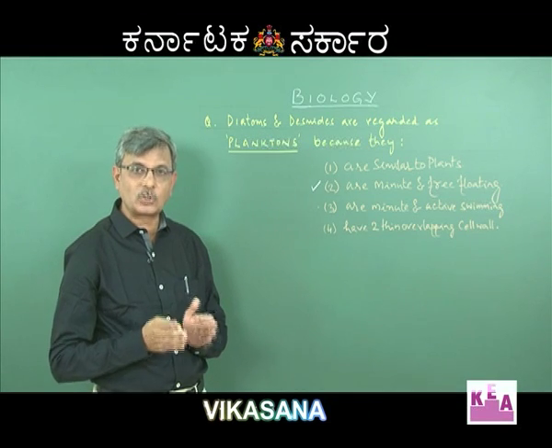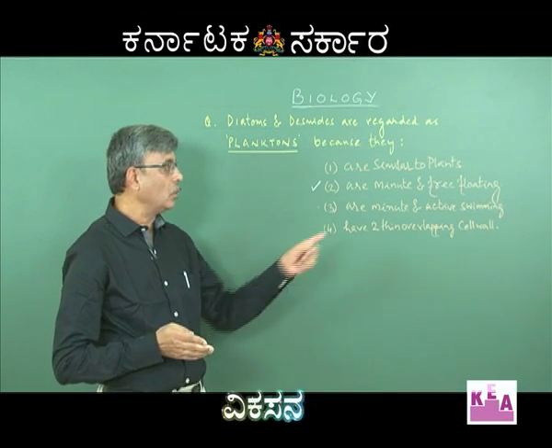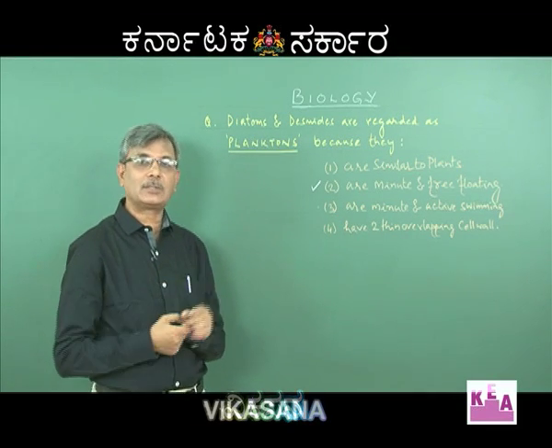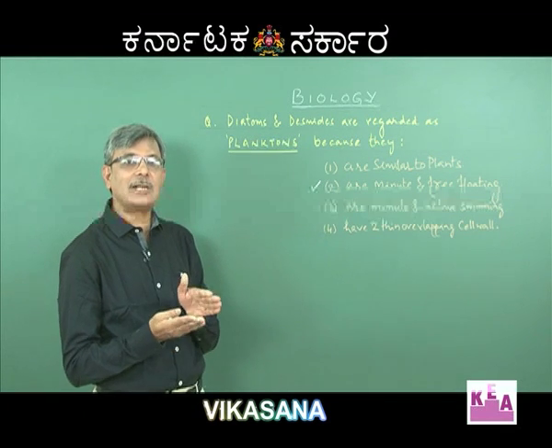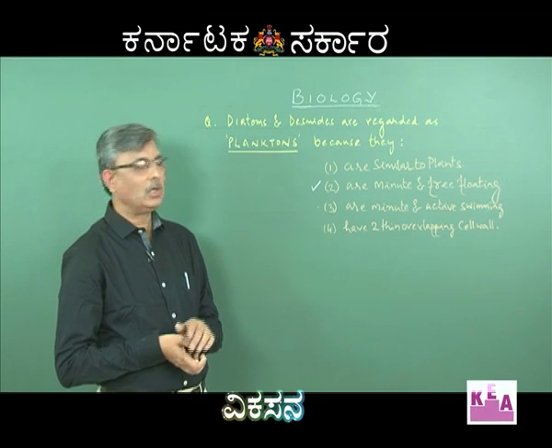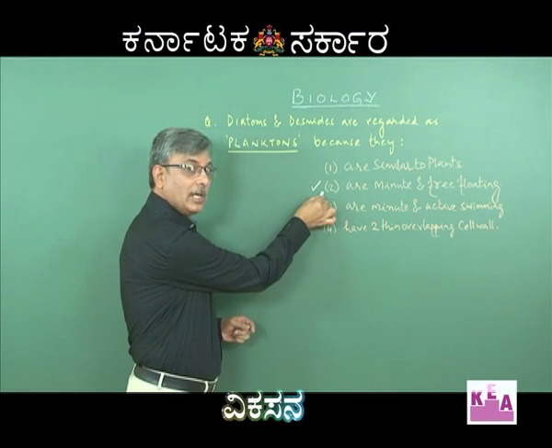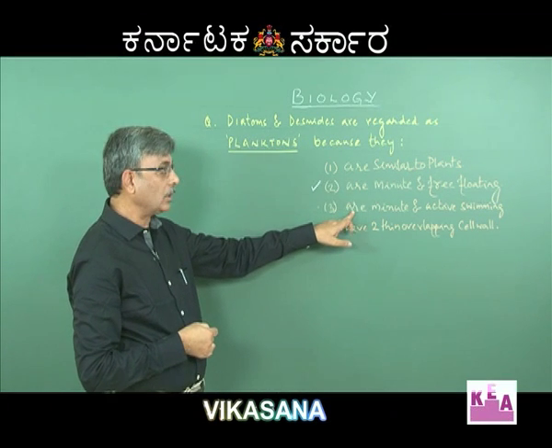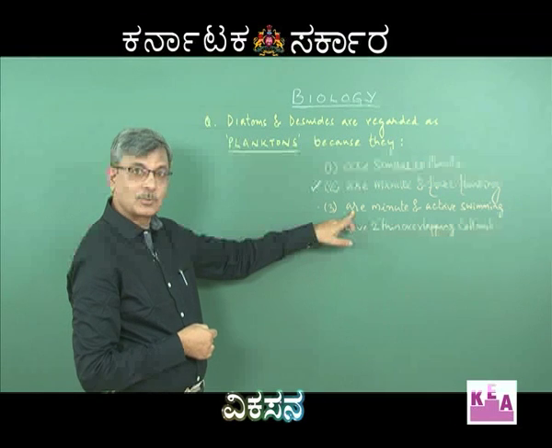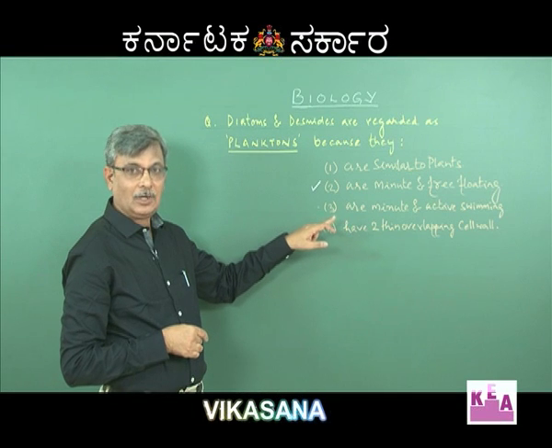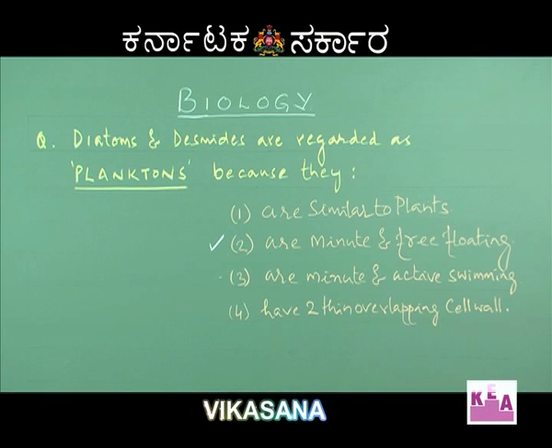Diatom cell wall, cellulosic wall is made up of two thin overlapping shells, and this cellulosic wall is embedded with silica that makes it indestructible. That is the reason why we have diatomaceous earth. So anyhow, we know option 2 is the answer. At the same time, we know what the others also refer to. Please remember, minute active swimming forms are called nektons. Planktons of plant origin are called phytoplanktons. The planktons of animal origin are called zooplanktons.